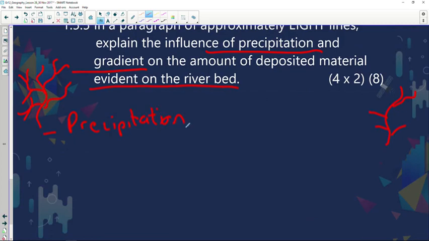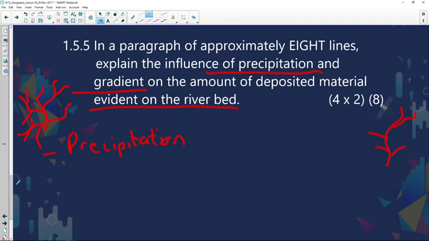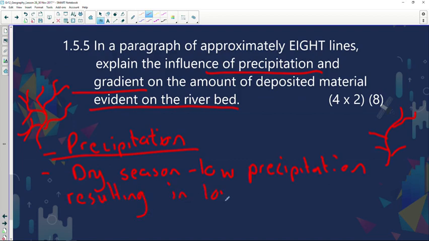So the question asks, explain the influence of precipitation and gradient on the amount of deposited material. So I'm going to start with precipitation. Now, first of all, in the dry season, there's low precipitation, resulting in low river discharge. Discharge is the load that the river carries.